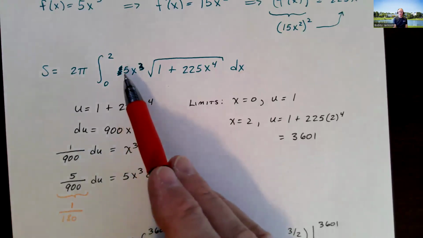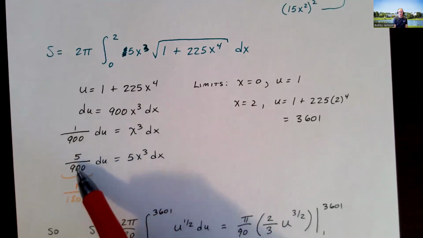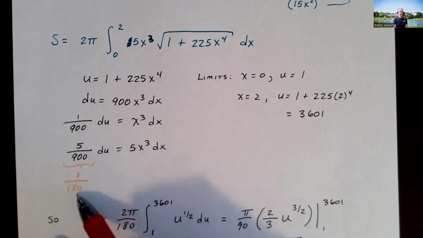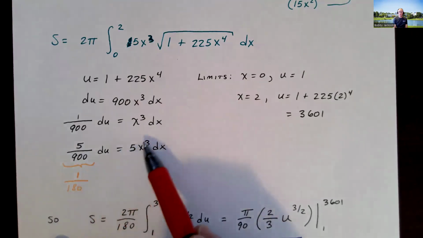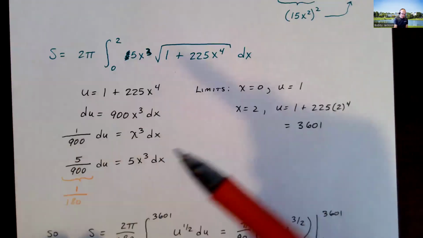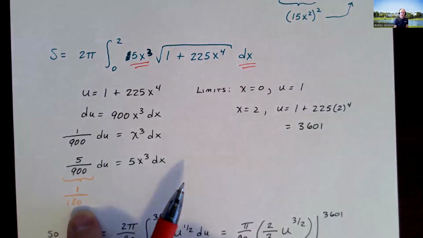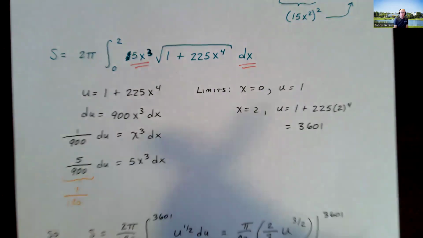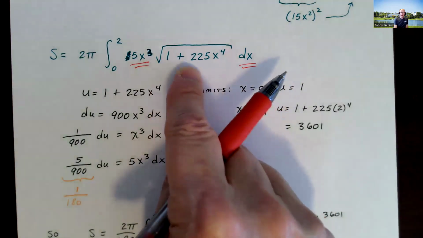And I'll just go ahead, since I've got a 5 here, I'll multiply by 5. 5 over 900 is 1 over 180 simplified down, du. So I'm going to replace the 5x cubed dx with the 1 over 180 du. Of course, this will be the square root of u, or u to the 1/2.